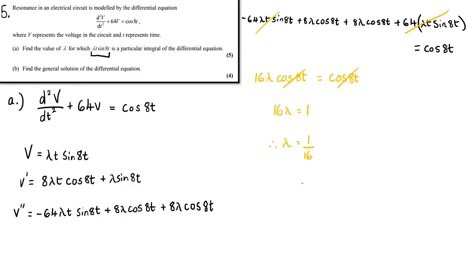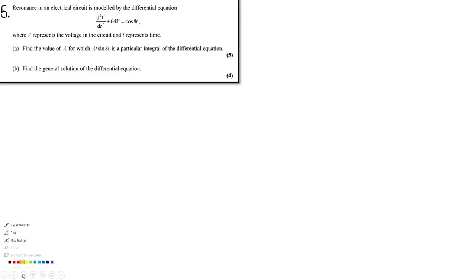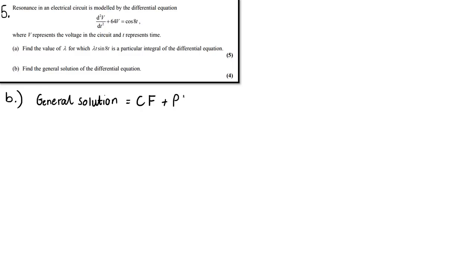And now for part B, we need to find the general solution. So let's just clear everything we've got on the screen so far. And then let's take a look at part B here. So for part B, we're finding the general solution of the differential equation. So remember, for a general solution of a second order differential equation like this, we find the general solution by adding the complementary function, CF, and the particular integral, PI, together. Okay, now we've already got the particular integral, we've worked that out in part A, we've got the value of lambda now, we just need the complementary function here.